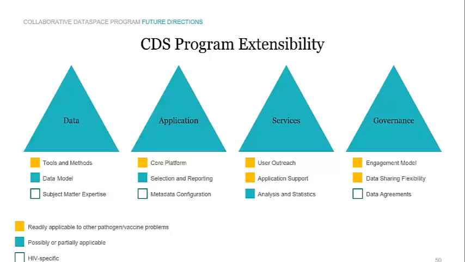Things that would have a pretty good amount of overlap but probably would take some tweaking, we think the data model would fall into that category, probably some of the statistics and the analysis, maybe some of the reporting capability within the application. And the things that are pretty HIV specific would be the subject matter expertise, some of the metadata configuration, and then obviously the agreements that are specific to our networks. Other than that, I think it's quite appropriate to think that this could be applied to other areas.